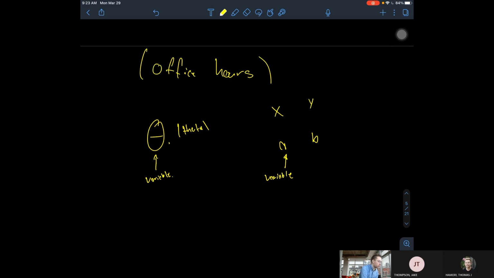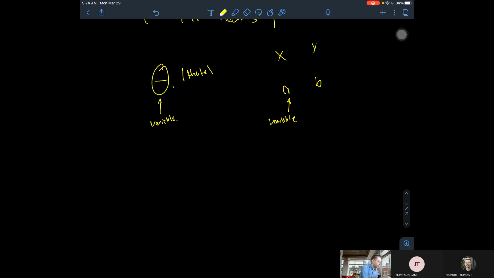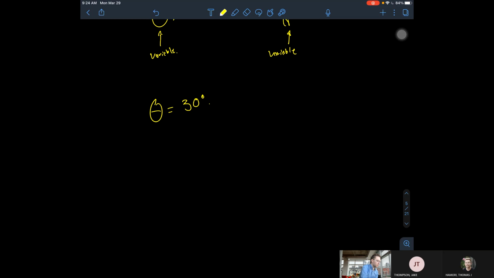Okay, and it's tradition in mathematics to use the variable theta whenever we're talking about an angle. Okay, so sometimes we use theta when we're talking about an angle. Okay, so for example, if theta is equal to 30 degrees, then we could draw it in the following way.